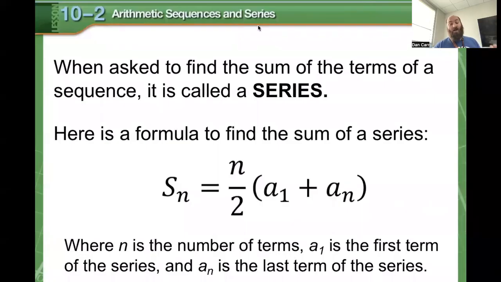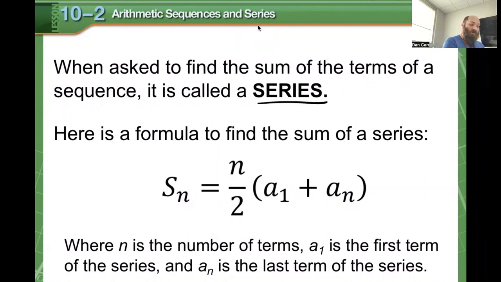Today we're talking about 10-2 day 2, and that is talking about sequences in terms of what's called a series. When we're asked to find the sum of terms of a sequence, that's called a series. Okay, so this is the formula. Usually, in this case, what we're going to be dealing with is what's called the finite series. We talked about that in day 1.